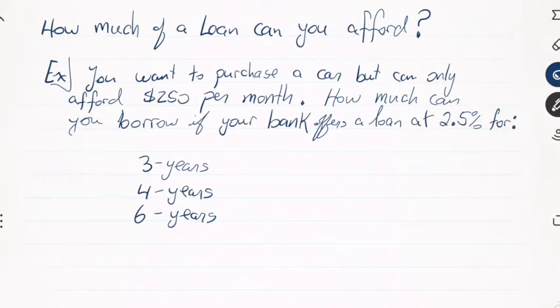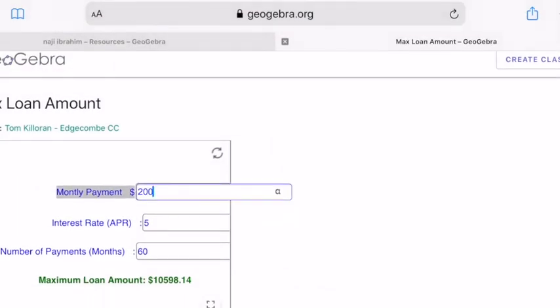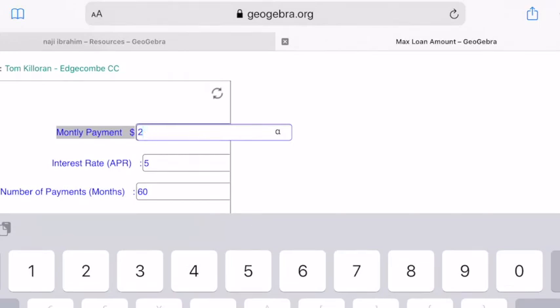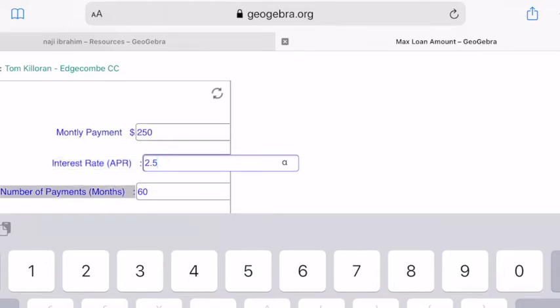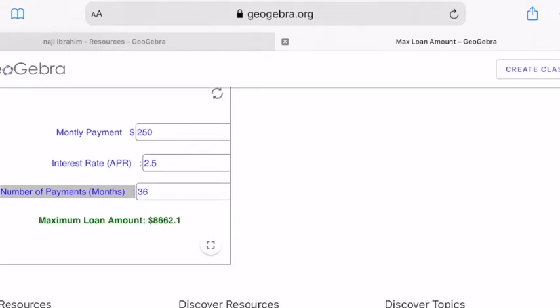All right, so I have another calculator. It's called the maximum loan calculator. It looks like this. All you have to do is put in how much you can afford, the interest rate, not as a decimal, but straight percent, and then how many payments you're going to make. Now, 3 years is 36 payments, 12 times 3. So the maximum loan you can get for $250 a month over 3 years is $8,662 and 10 cents.